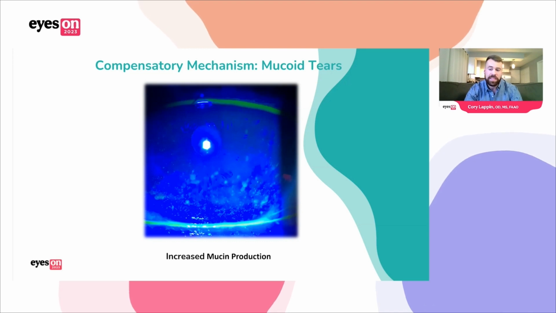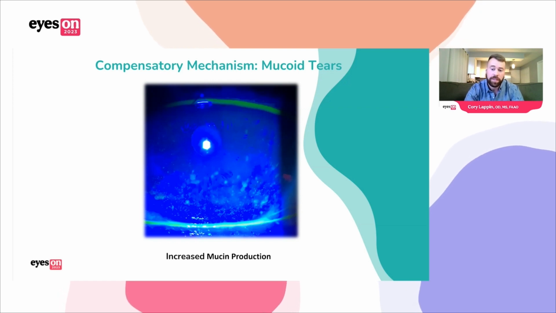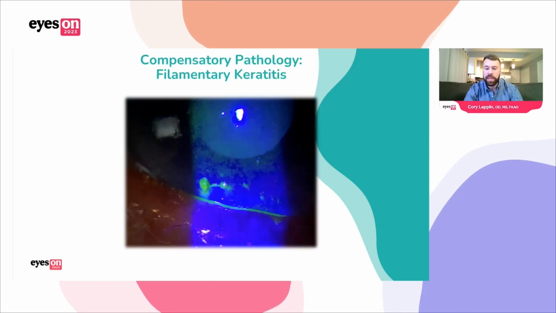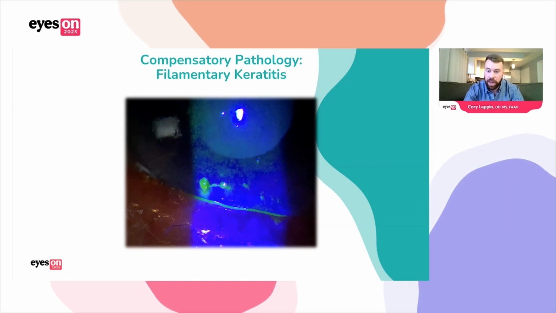This can basically be a sign of a last resort, as goblet cells and mucin are rarely dysfunctional compared to MGD and aqueous deficiency. So the mucin layer can kind of be like the last man standing. So the body will use the mucin layer when the other components have failed. And then we can use as an example filamentary keratitis, because that's a prime example of the ocular surface attempting to fix itself through feedback and self-regulation.